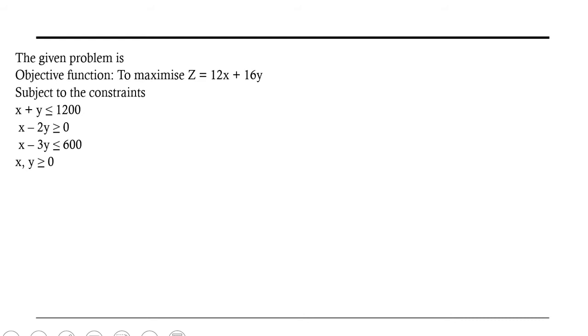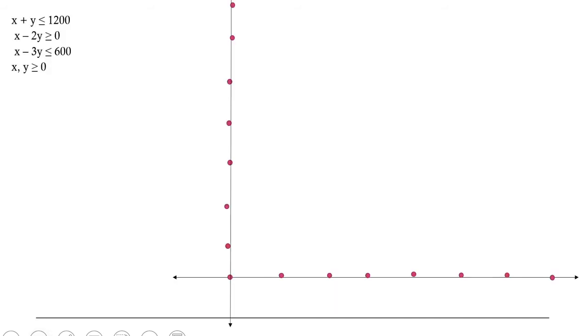The next step is to draw the graph, to find the feasible region and find the optimal value by the corner point method. So take a graph sheet, draw the x-axis and y-axis, and here on the x-axis I have taken 0, 200, 400 up to and so on. And on the y-axis also similarly.